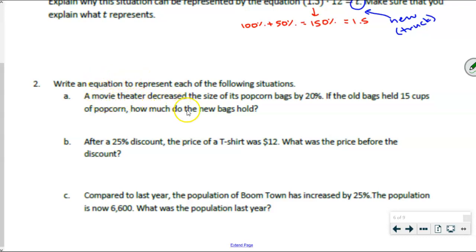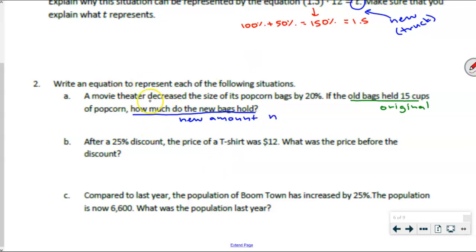A movie theater decreased the size of its popcorn bags by 20%. If the old bags held 15 cups of popcorn, how much do the new bags hold? When I say the old bags, is that the initial? Yeah, because it's how it used to be, right? That's how it was in the beginning. So this is the initial or the original. Do we know how much they hold now? No, that's what it's asking. So we know what our variable needs to be, right? New amount is question mark, or we could say N for new amount.